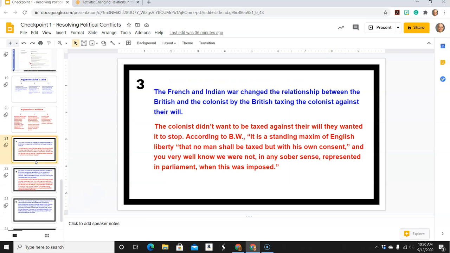So 3.4 for argument claim is: the French and Indian War changed the relationship between the British and the colonists by the British taxing the colonists against their will.